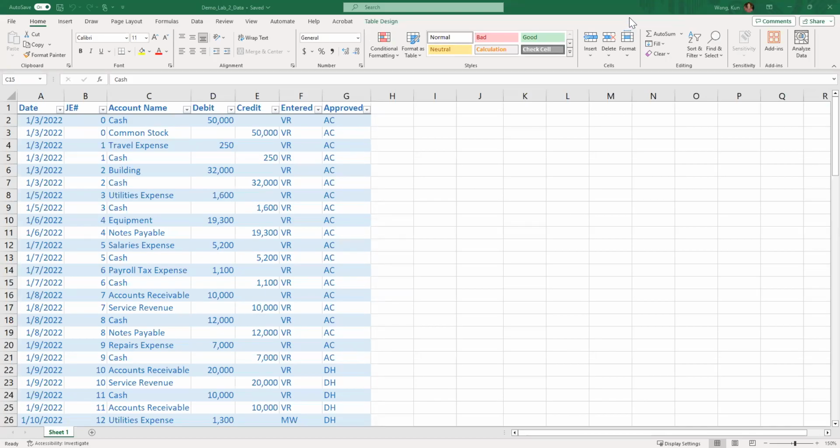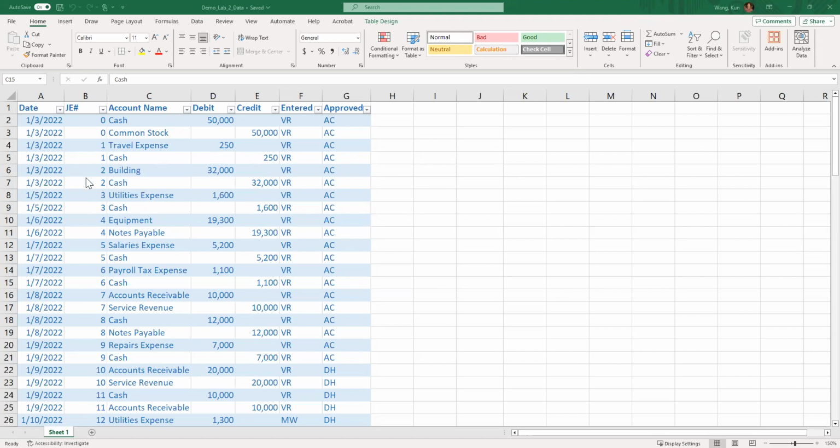Hello everyone, in this recording I'm going to show the demos for Lab 2 and Lab 4 in the Chapter 2 reading materials. On Tuesday we did Lab 1 and Lab 3, so we have two more. Lab 2 is really straightforward: using a pivot table to analyze the segregation of duties.